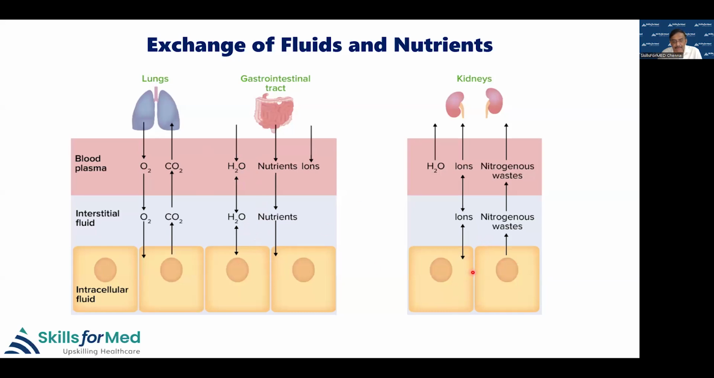The output happens in the reverse way. All the water, ions, and nitrogenous waste are excreted by the kidney. So this is the basic, right? So we understand that the interstitial fluid is the sea in which the cells, you can compare it to the ships. So the sea is also salty, right?